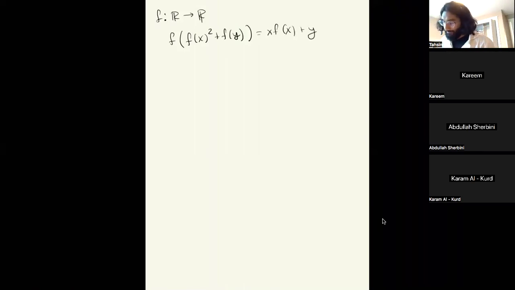So the problem is like this. You have a function from R to R, and so this is the problem. Maybe let's take 5 minutes just to think about it and see if we have any ideas. In 5 minutes I'll ask for some ideas.